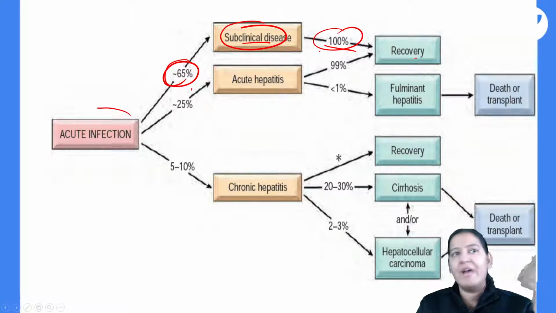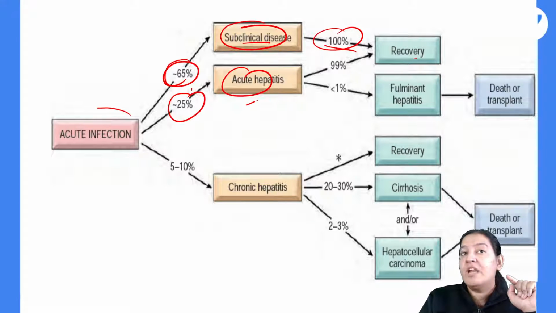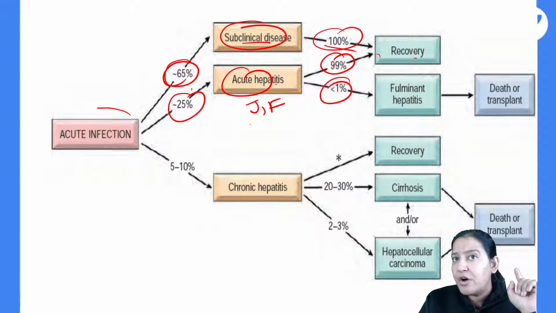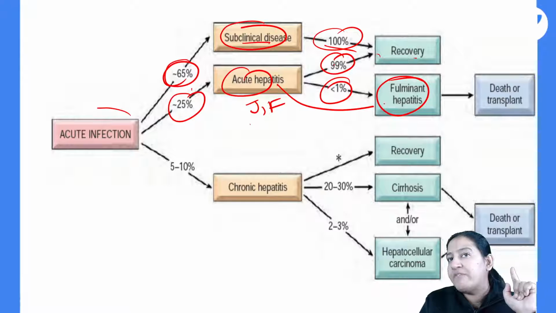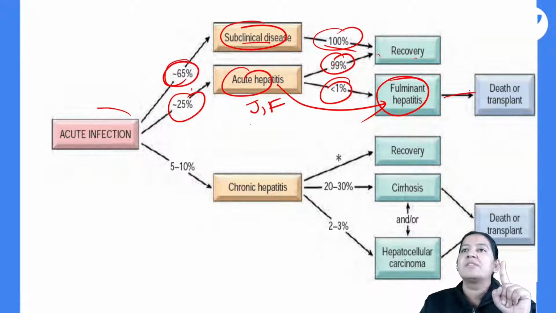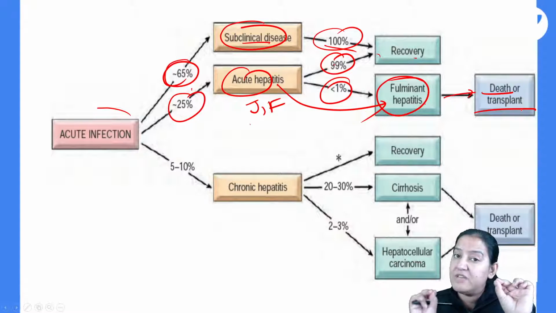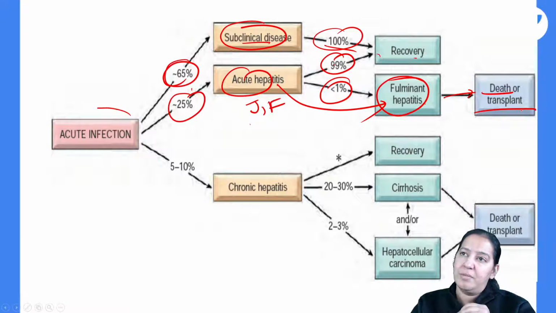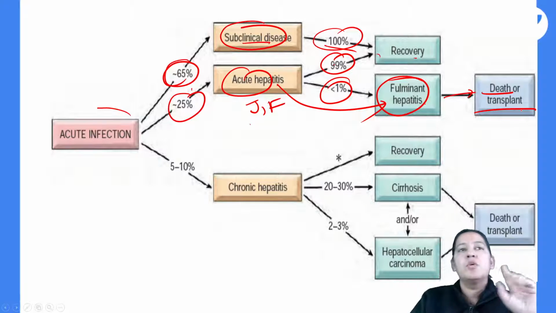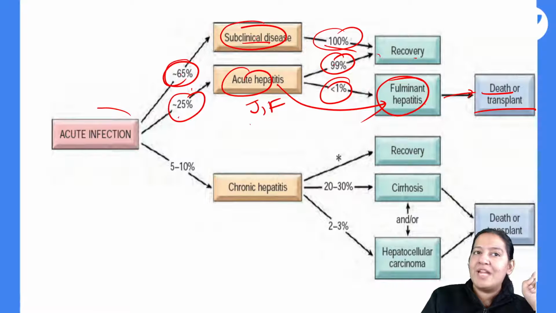They don't have even a single symptom. That is subclinical, right? 25% will have acute. They will have jaundice. They will have fever. But 99% of them will recover. 1% of them will convert into a more severe form of acute, that is fulminant. And fulminant results in death or transplant. It is the most severe acute. The entire liver is involved. Give me a thumbs up. So that is acute. So 65 present with subclinical, 25 present with acute.